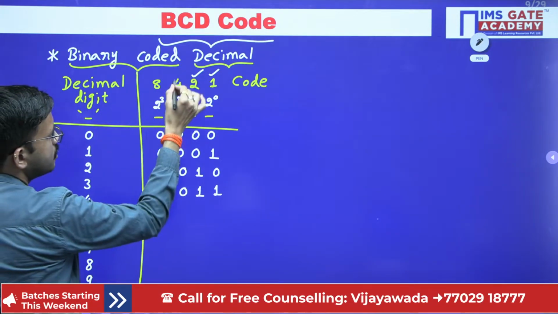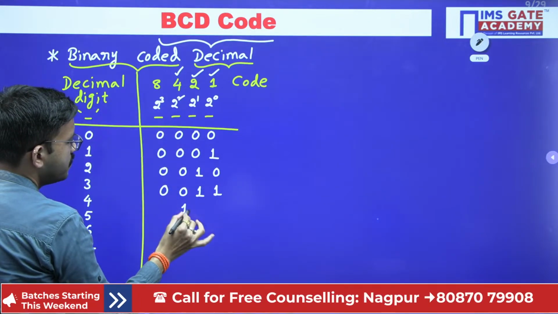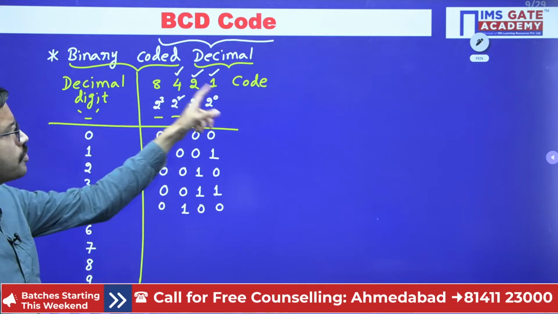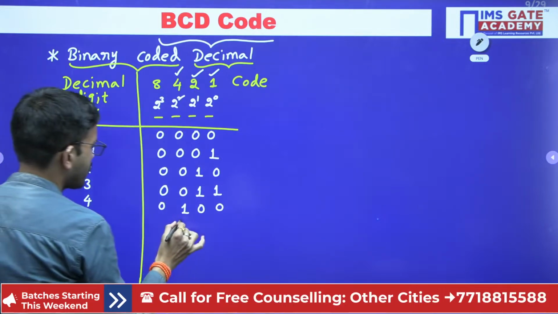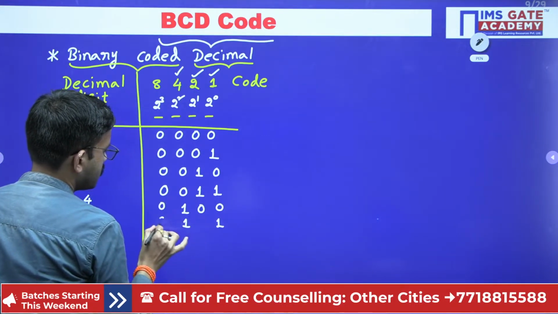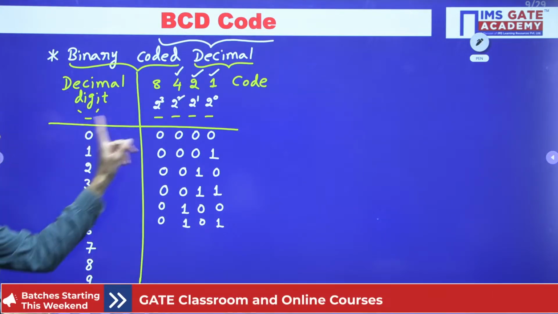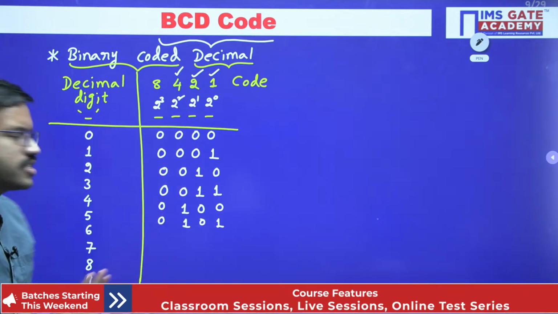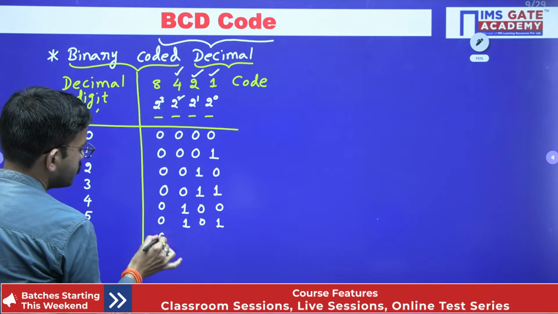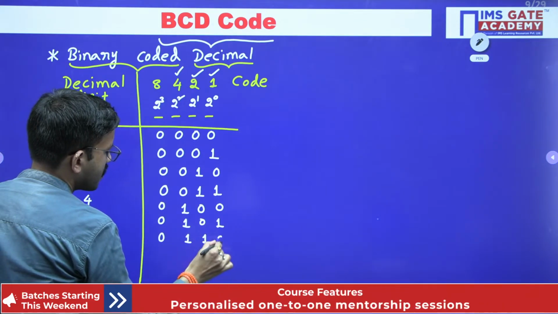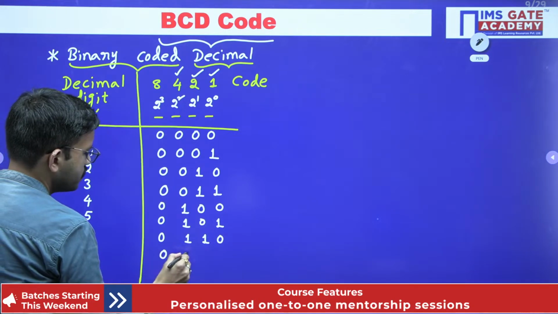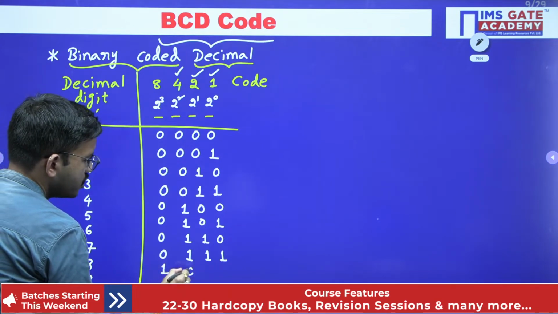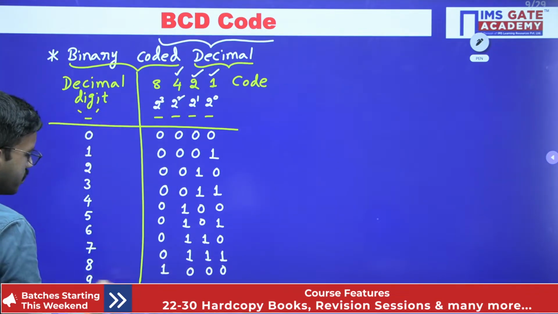Similarly, 4 means this bit value will be 1 and other bits are zeros. Similarly, 5 is 4 plus 1, so 0101. By adding which positional weights you get the resultant sum, you consider the corresponding bits as ones. That's all. 6 is 0110, and 7 is 0111. 8 is 1000, and 9 is 1001.